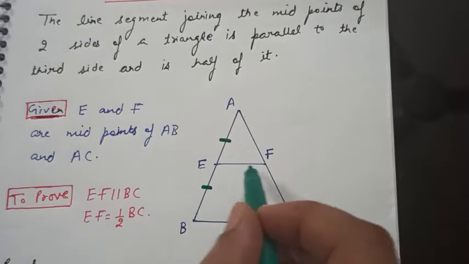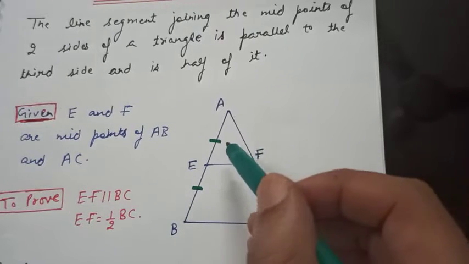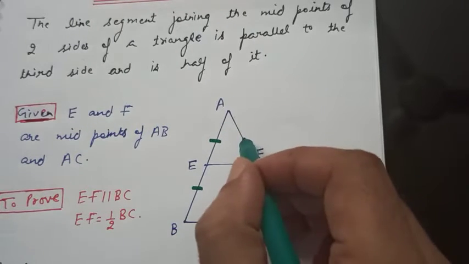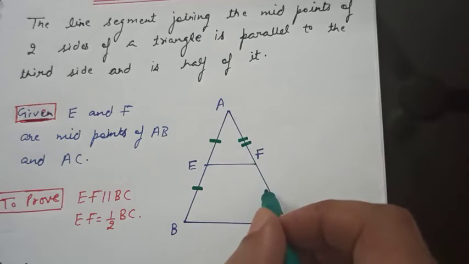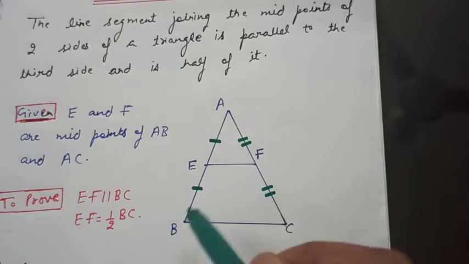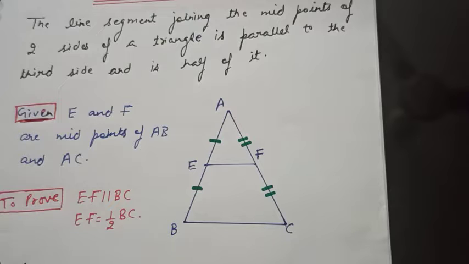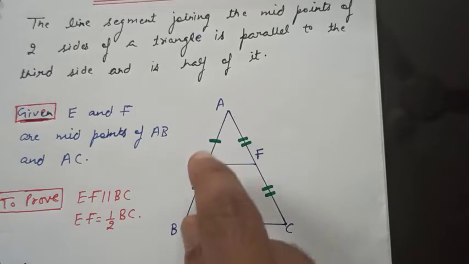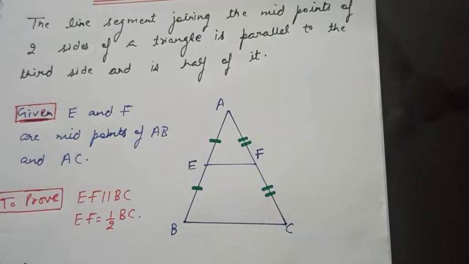The line, which line? Joining the midpoints of two sides of a triangle. The midpoints of two sides of a triangle. So the green one is given to us. The line which is joining the midpoints of two sides of a triangle.